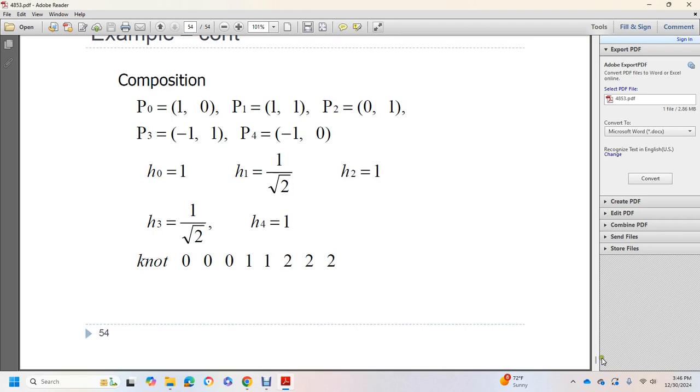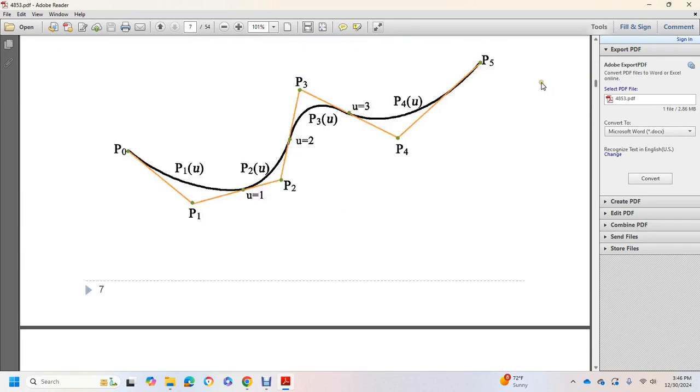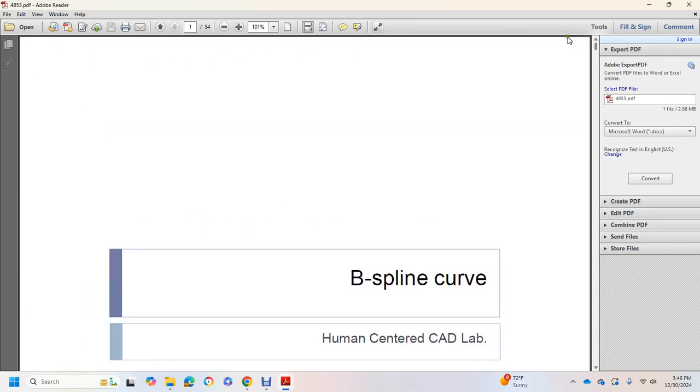Composition. And I'm sorry, I didn't want to read all that mathematics, but play around with it with AutoCAD.